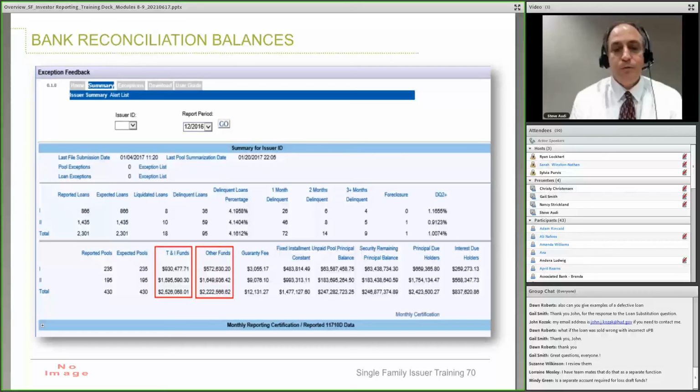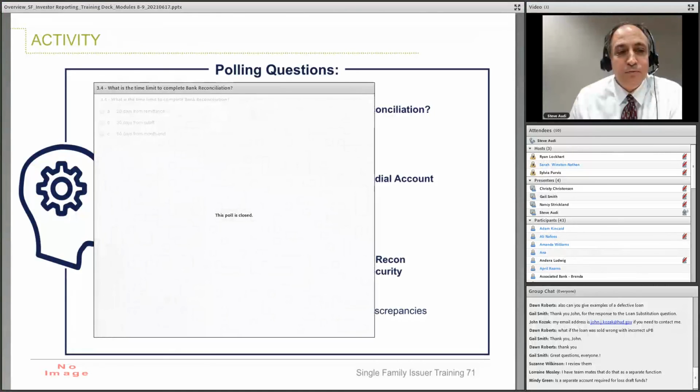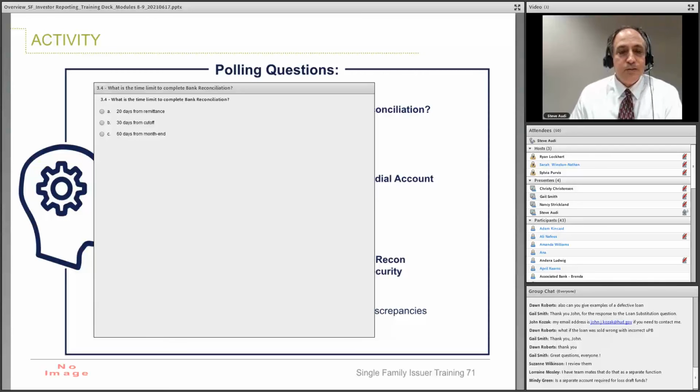All right, folks, we are in the home stretch here. We're going to do 3 polling questions here. And because you've hung in there with us throughout this training, we've reduced the number of answers down to 3. So Sarah, if you could post the first polling question, and everyone can vote now as to what is the time limit to complete your bank reconciliations.